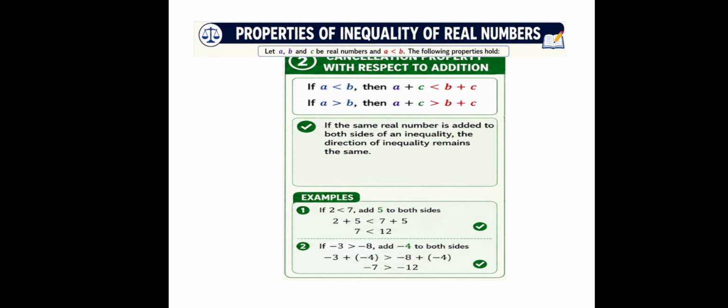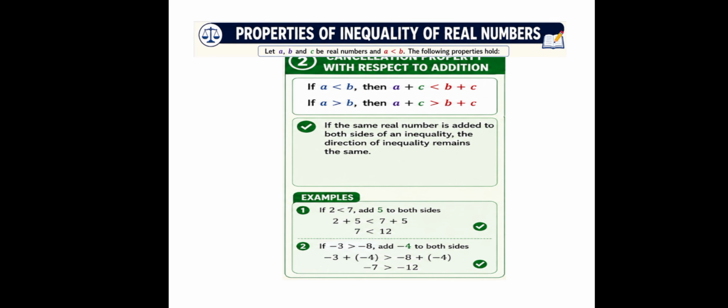It means that if we have a is less than b or a is greater than b, in both the conditions, whenever we take any positive number or any negative number, when we add these numbers with a is less than b or a is greater than b, whenever we add the same real number to both sides of an inequality, the direction of inequality remains same.